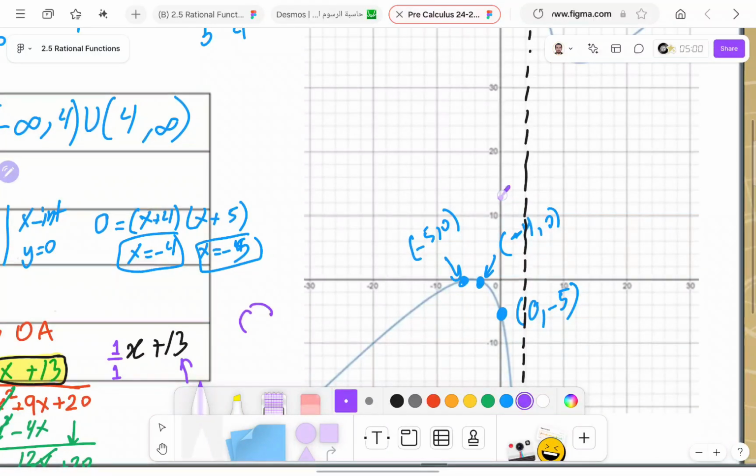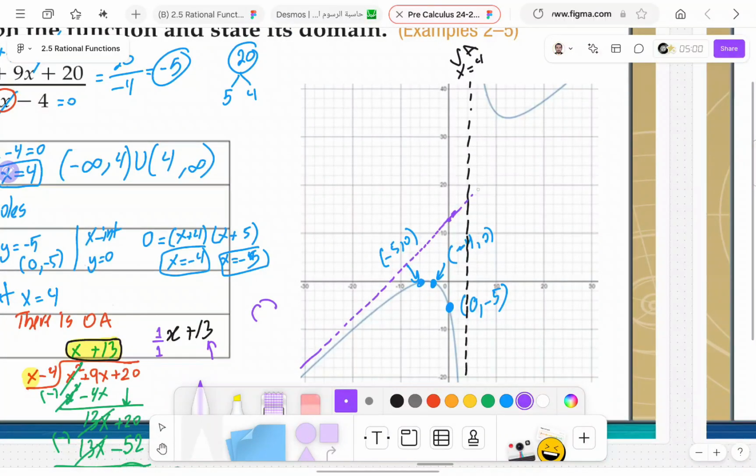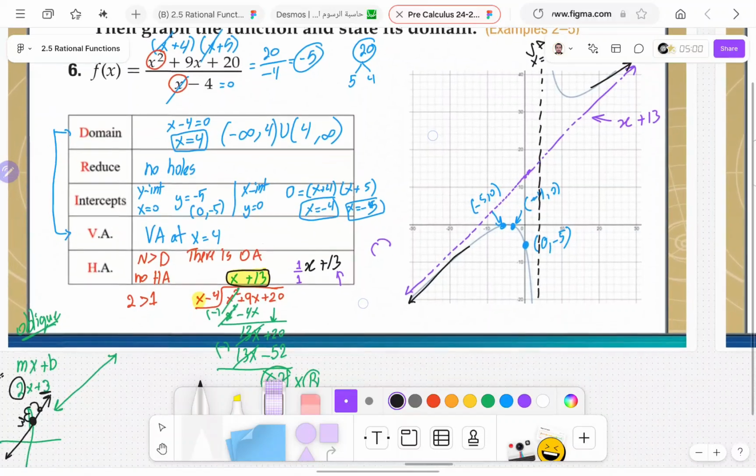Now if I need to graph my line, it should be like this, as you can see. This one is the oblique asymptote. If I complete the graph, it should be something like this. So this line represents the x plus 13. And as you can see, the graph of my function is going close to the oblique asymptote. So this is how we can find the oblique asymptote.